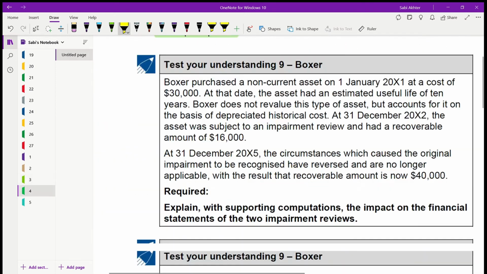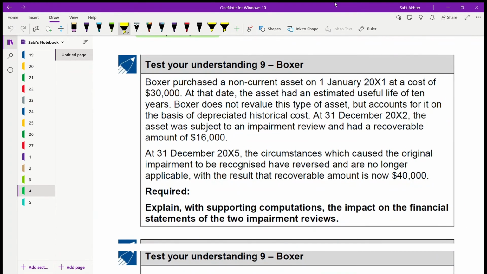Now the fourth one. Boxer purchased a non-current asset on 1st of January 2001 at a cost of 30,000. At that date, the asset had an estimated useful life of 10 years. Boxer does not revalue this type of asset but accounts for it on a basis of depreciated historical cost. At 31st December 2002, that means after 2 years, it was subject to an impairment review and had a recoverable amount of 16,000. At 31st December 2005, circumstances which caused the original impairment to be recognized have reversed and are no longer applicable, with the result that the recoverable amount is now 40,000. That means the recoverable amount is now more than the cost.